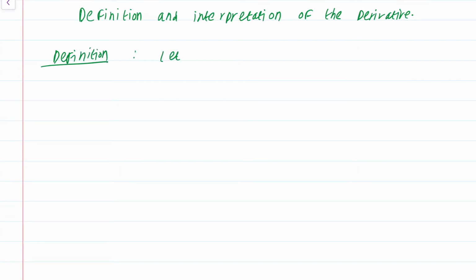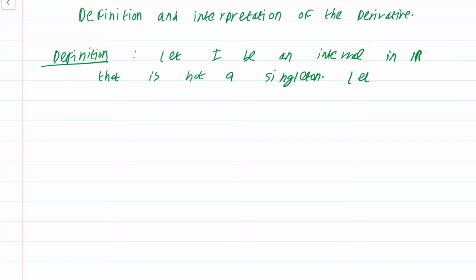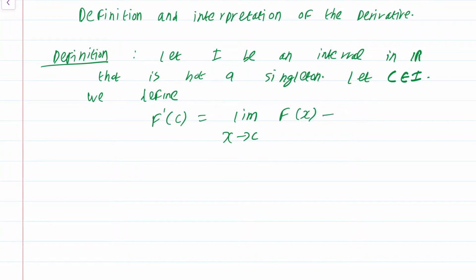Let I be an interval in R that is not a singleton. Let C be in I. We define f prime of C to be equal to the limit as x goes to C of f of x minus f of C by x minus C, provided the limit exists.